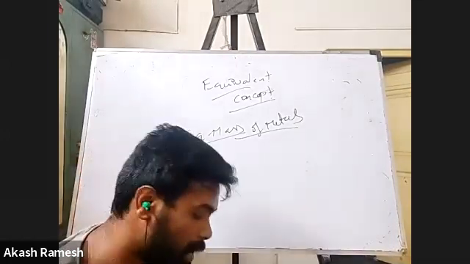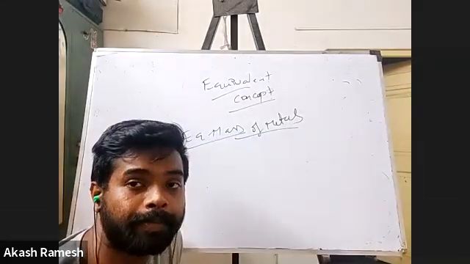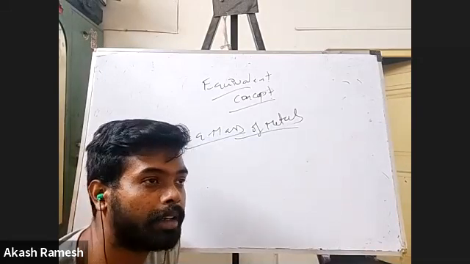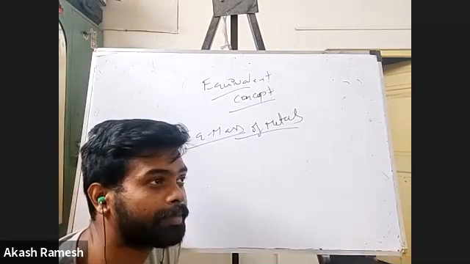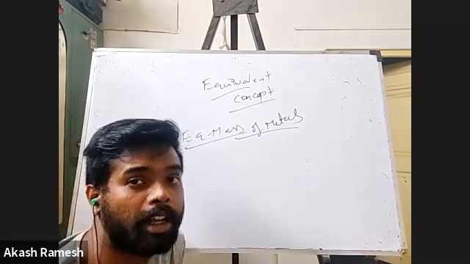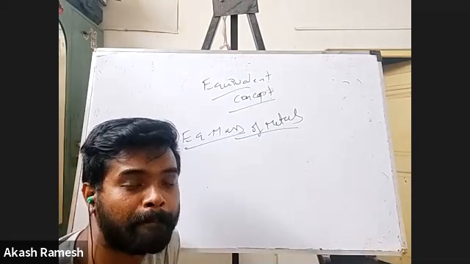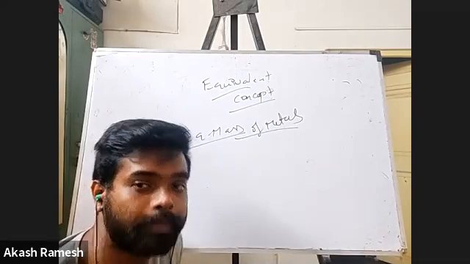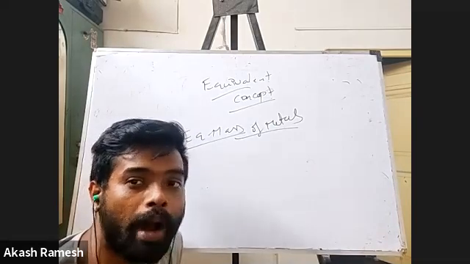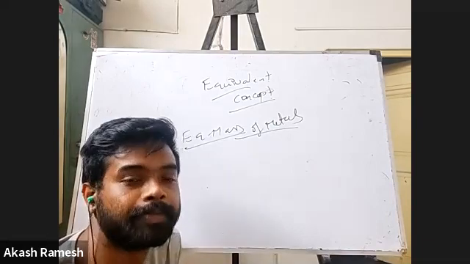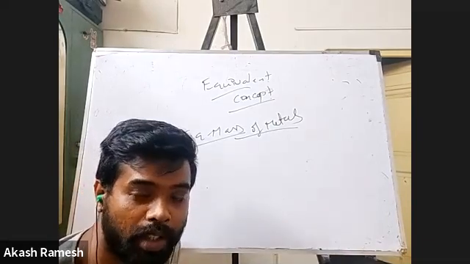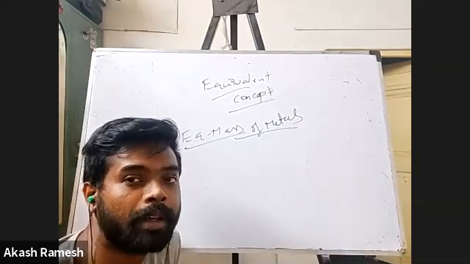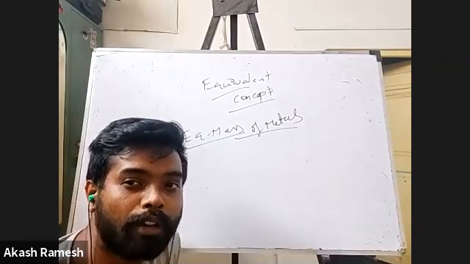It is the mass of the metal required to react with 16 grams of oxygen, or 1 gram of hydrogen, or 35.5 grams of chlorine, Cl.